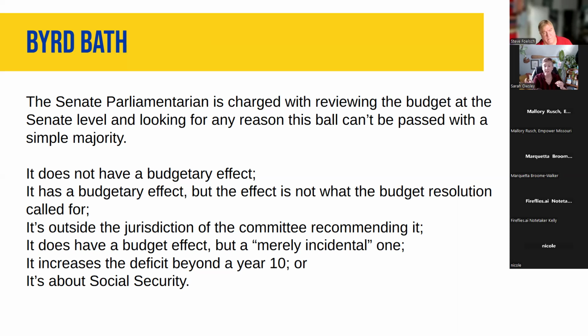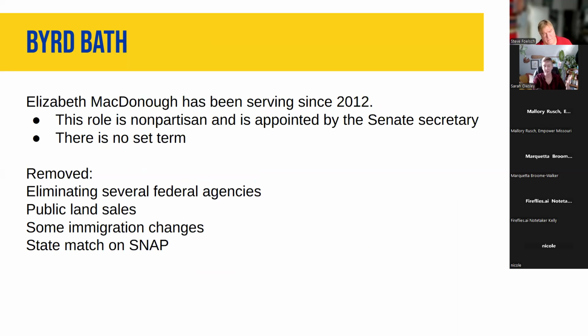If it increases the deficit beyond 10 years from right now, or if it includes changes to Social Security, all of these things would require a 3/5 majority to pass instead of a simple majority, 51%, right? Because this big, beautiful bill has a lot of budgetary effects that are not merely incidental. The current Senate parliamentarian, Elizabeth MacDonough, kicked back a bunch of provisions, saying you can't do these things.